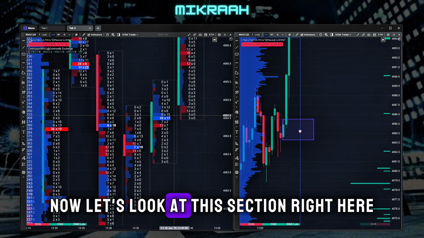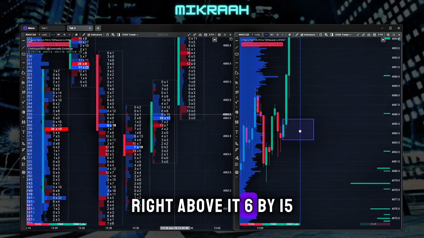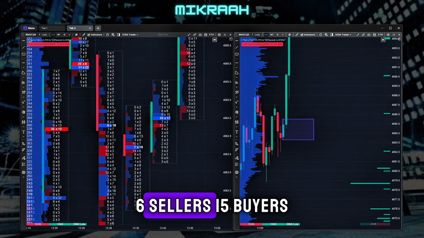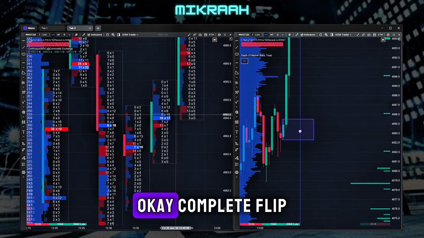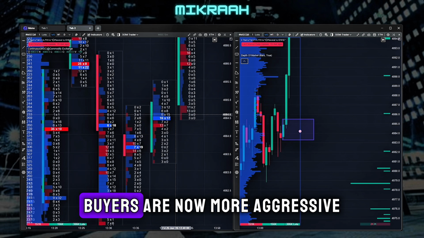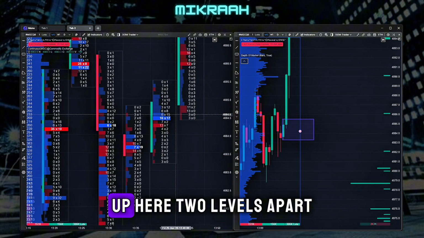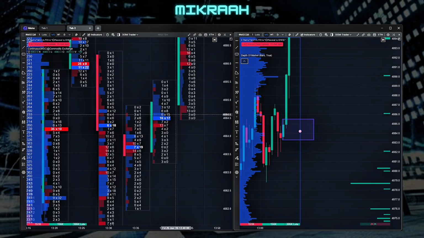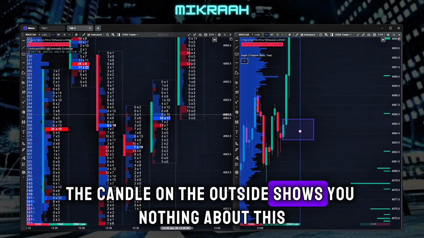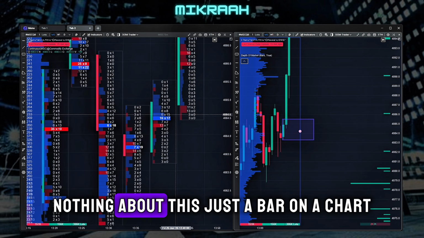Now let's look at this section right here, right above it, 6 by 15. 6 sellers, 15 buyers. Okay, complete flip. Buyers are now more aggressive up here, 2 levels apart. Completely different story. The candle on the outside shows you nothing about this. Nothing about this. Just a bar on a chart.